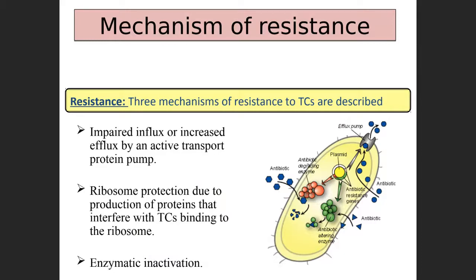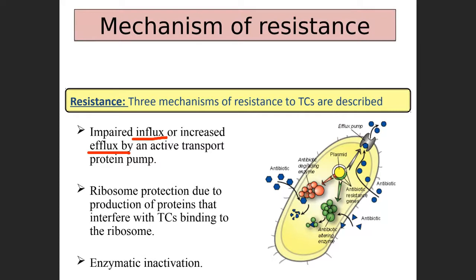Resistance. Resistance is developed for tetracycline. There are three mechanisms by which the bacteria cause resistance. The first one is impaired influx, which means it is not allowing the drug to come inside. If the drug does come inside, it causes efflux of the drug through a pump. Next, it is protecting the target site.